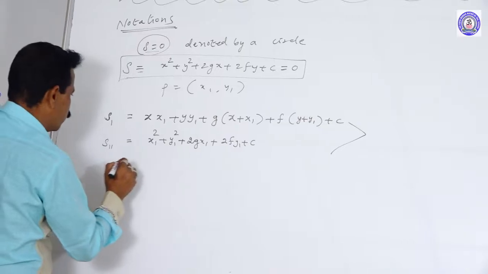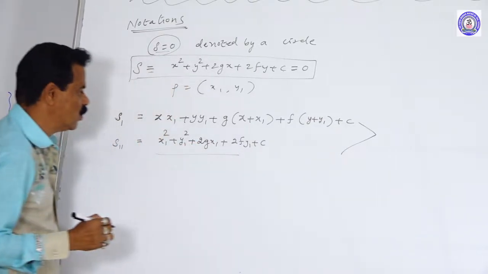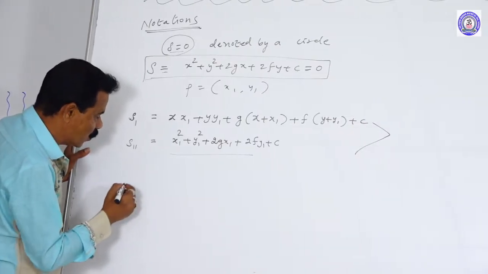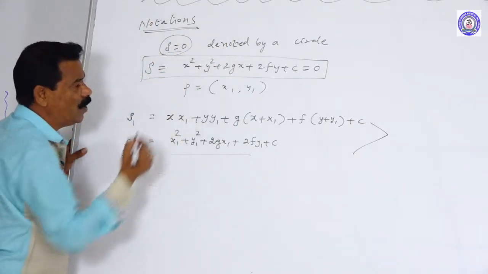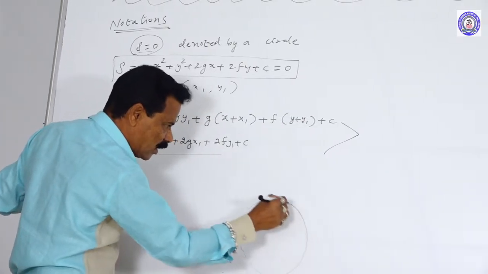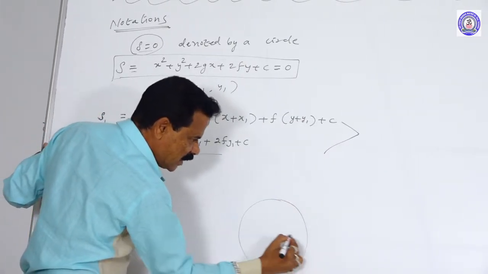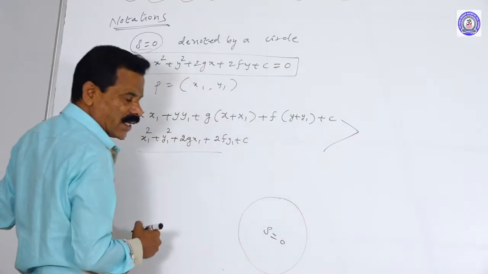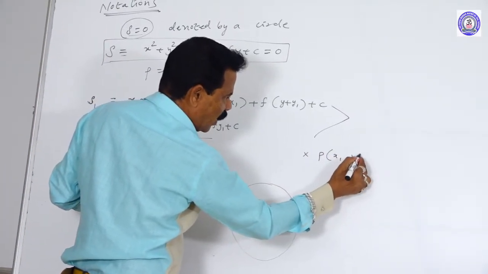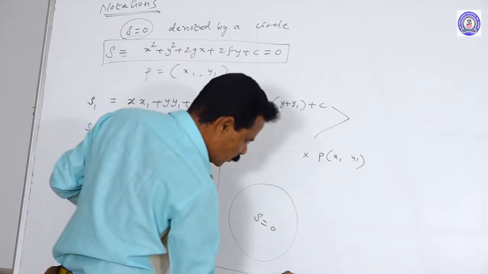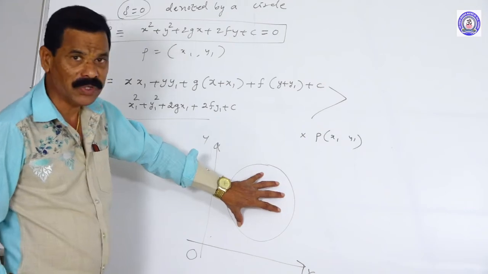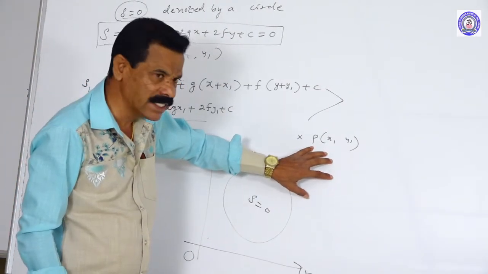So why do we use S1 and S11? Where can we apply them? In the case of position of a point with respect to a circle. Suppose this is the circle, S = 0, and P(x1, y1) is one point in the plane. This is the x-axis, y-axis, origin. With respect to this circle, the P point is here.